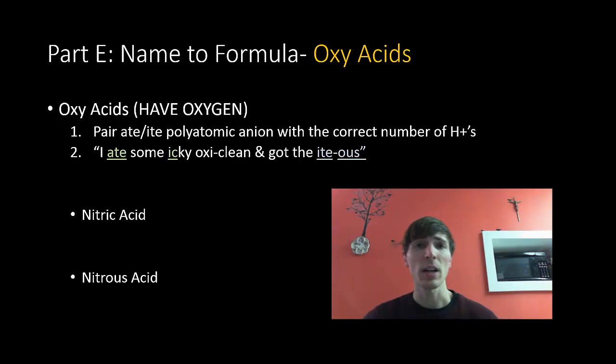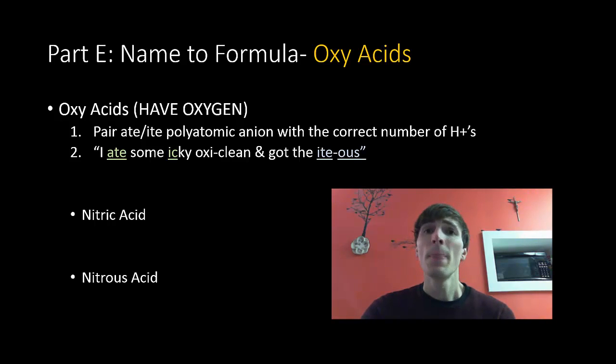Okay, so let's talk about oxyacids first. Like the name, oxyacids have oxygen. So the steps are to look at the polyatomic ion, because most of those polyatomic ions have oxygen in them. We're going to take the ate or ite ending polyatomic ion and pair that up with the correct number of H pluses.